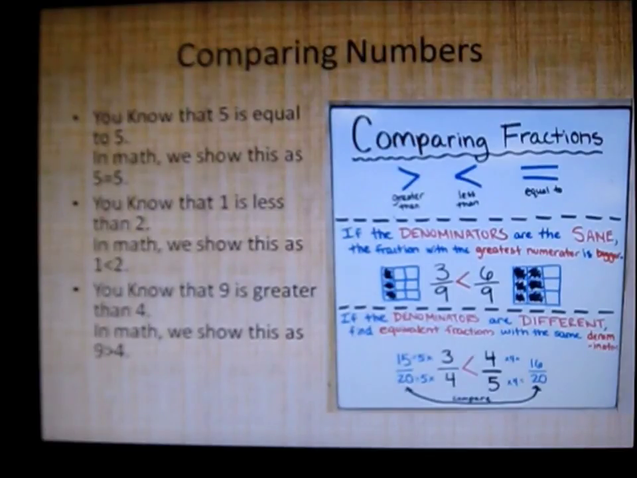Here, you can see these same terms: greater than, less than, equal to. If the denominators are the same, the fraction with the greatest numerator is bigger.